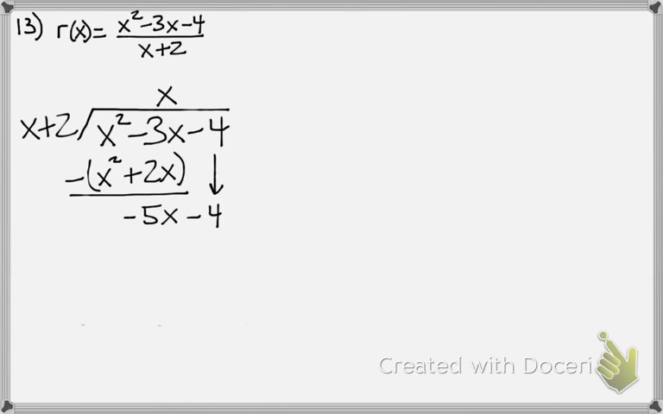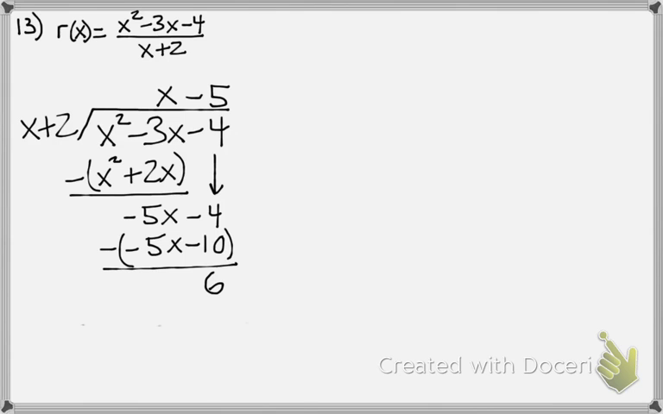So what do I need to multiply x by to get negative 5x? And that would be a negative 5. So negative 5 times x plus 2, this is going to be negative 5x minus 10, and then I want to subtract these. So the negative 5x's go away. Negative 4 minus a minus 10 is 6.